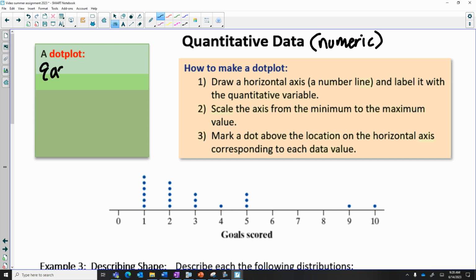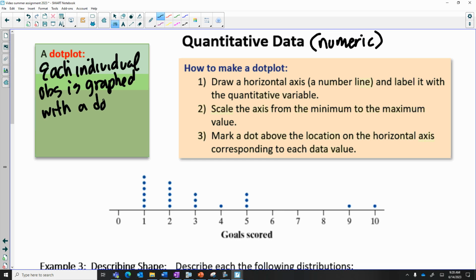Each individual observation is graphed with a dot. And the reason why this is nice is because every individual is actually represented. So as you can see here, they had the number of games of a season of the U.S. women's soccer team, and they measured the variable of the number of goals scored. So again, it's quantitative because it's a numeric quantity. It makes sense to put it on a number line, the x-axis.